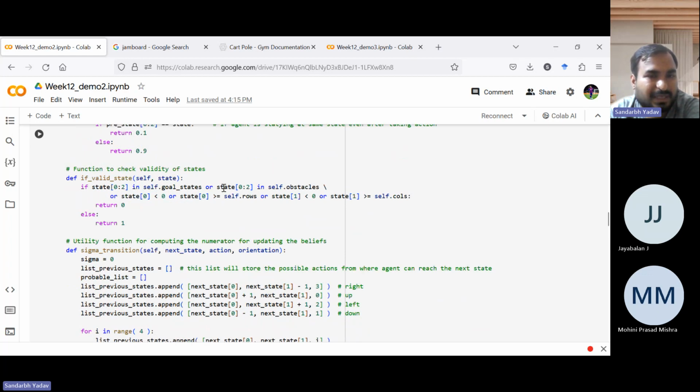Then there is the check of whether some state is valid or not. Validity means you cannot be in obstacles; there will be some free cells. Also, initially you cannot be in the goal state, because the goal state is something which you should try to reach. Otherwise, you won't learn if you're already in the goal state.